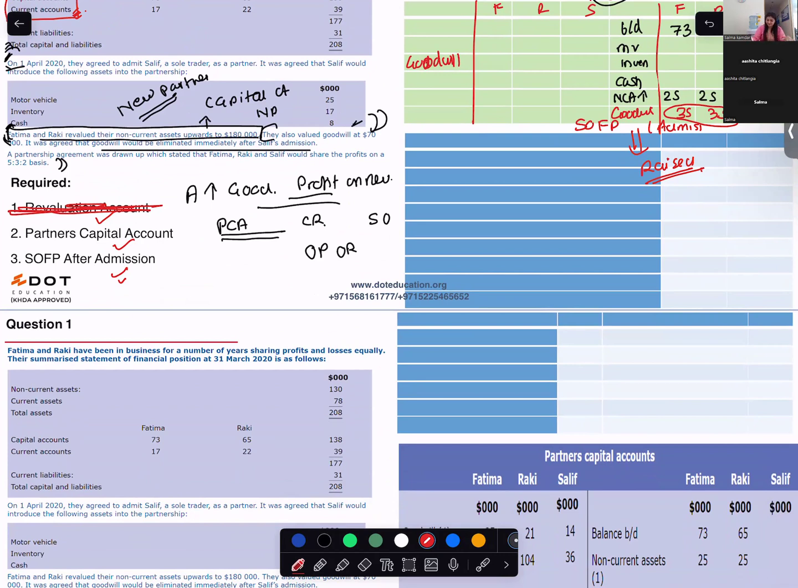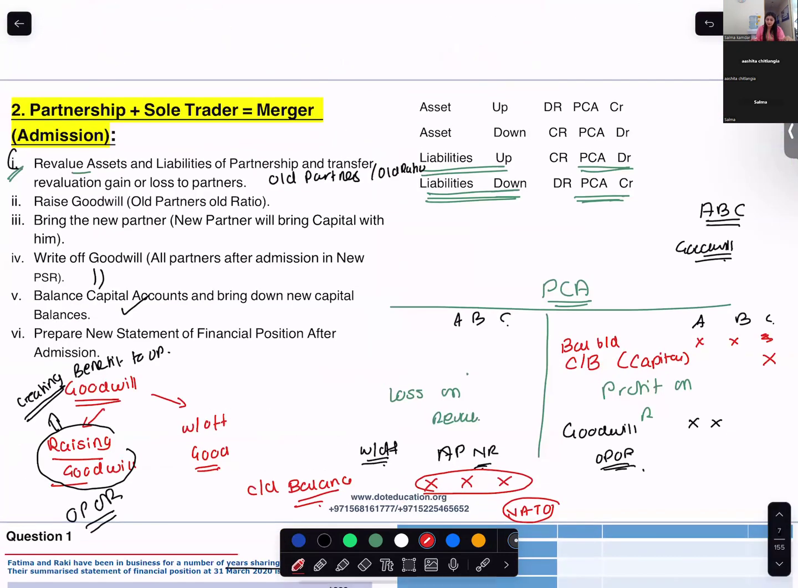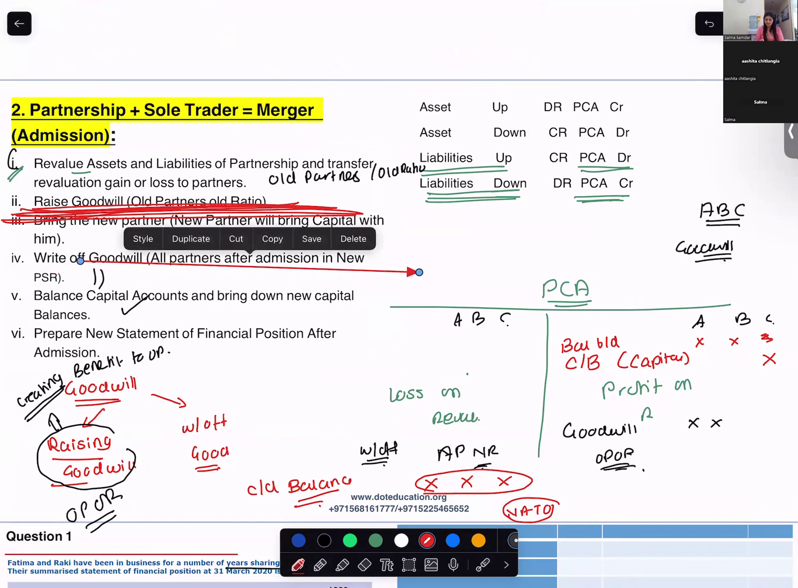No, I'm not understanding now. What is going to be written off? Goodwill is raised amongst old partners, old ratio. Repeat it the same way. Goodwill is raised amongst old partners, old ratio. And goodwill is written off amongst all partners, new ratio.